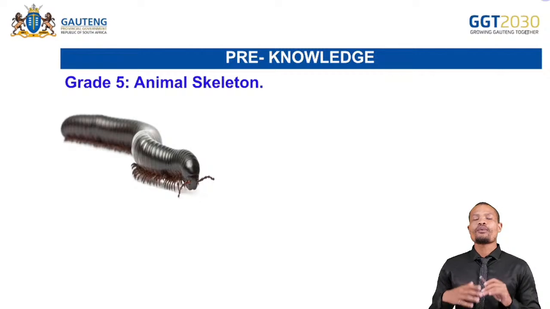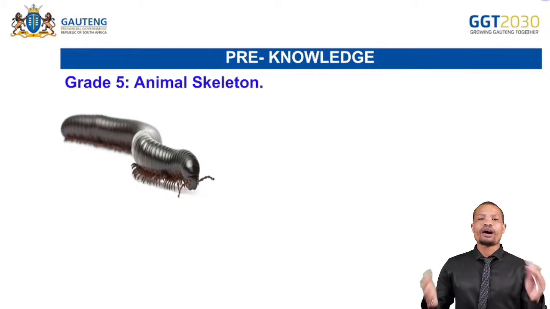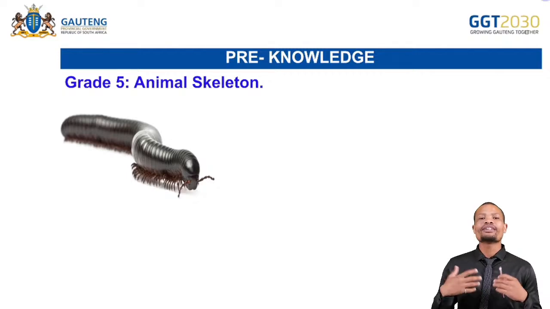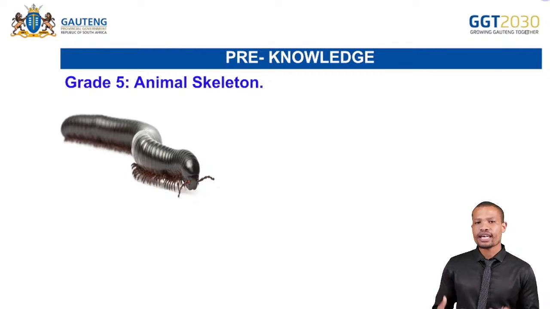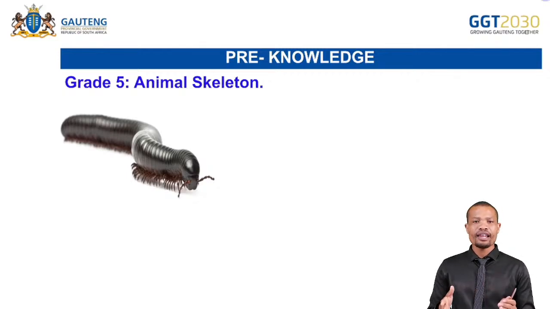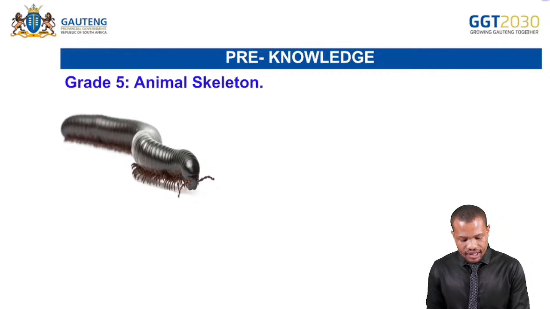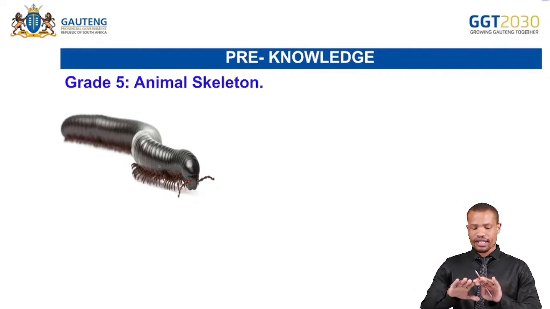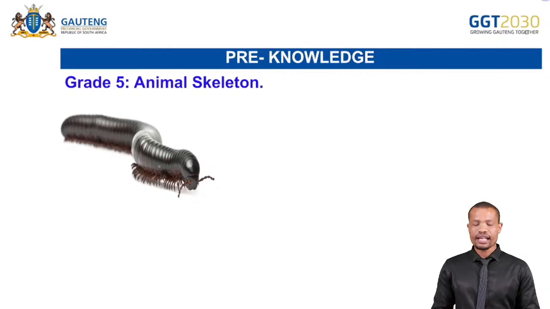Exoskeleton is what protects the body from the outside. Now an example of an animal or an organism that has an exoskeleton would be a millipede. It's commonly known as ishongololo. This is a millipede. It has an external skeleton that protects it from harm. As you can see, the body has this shell looking like structure that protects the internal organs. The fragile internal organs are protected by this outer skeleton.